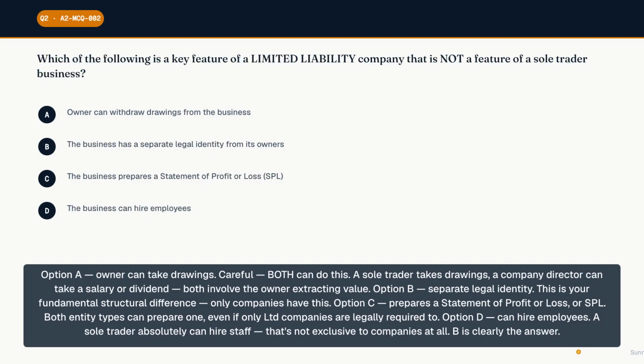Option B, separate legal identity. This is your fundamental structural difference. Only companies have this. Option C, prepares a statement of profit or loss, or SPL. Both entity types can prepare one, even if only Ltd companies are legally required to. Option D, can hire employees. A sole trader absolutely can hire staff. That's not exclusive to companies at all. B is clearly the answer.